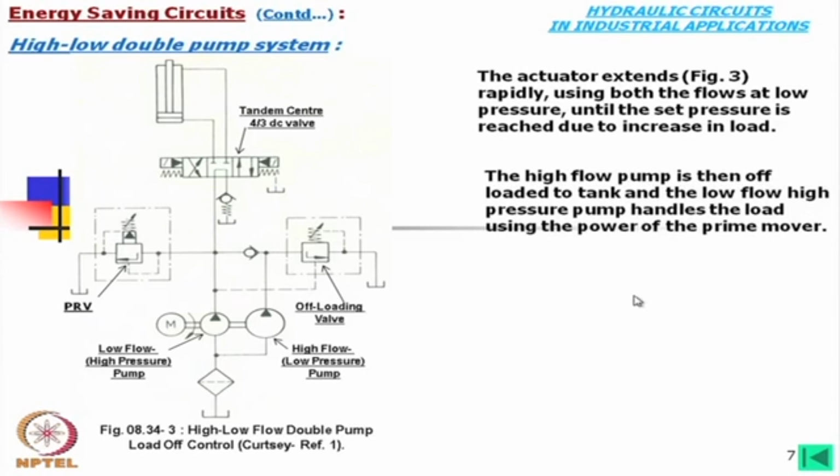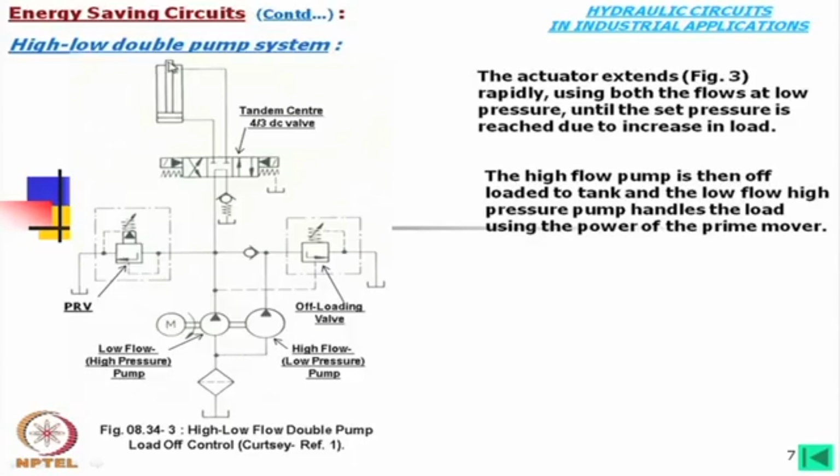Now, the actuator extends rapidly using both the flows at low pressure until the set pressure is reached due to increase in load. Now, here say suppose this is pressing something. Okay. Then what will happen? Initial pressure is low. So, both flow of both pumps will mix together, and this is giving the pressure to that, and it is moving very fast.